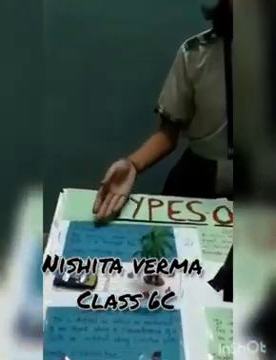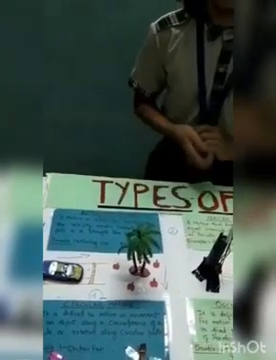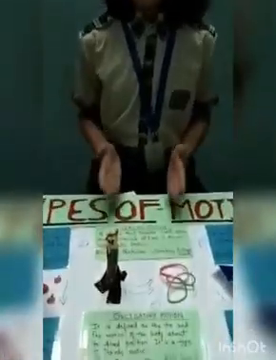A motion in which the direction of the velocity remains constant and the path is in a straight line is known as rectilinear motion. So the examples are a car moving on a road and an apple falling from a tree. And the second type of motion is periodic motion.